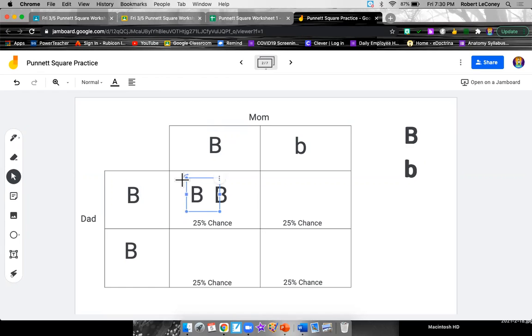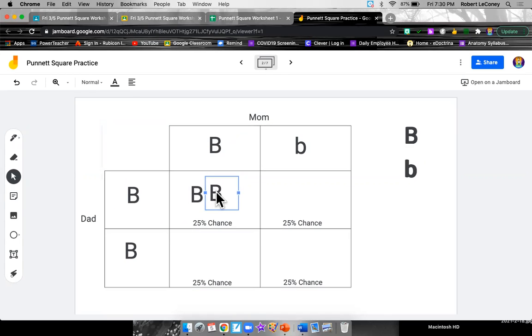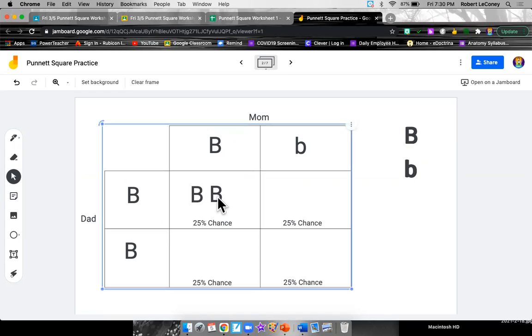Why these two here? Because this square is touching this one and this one, right? If mom gives this and dad gives this together, then we have a 25% chance that this kid is big B, brown eyes.